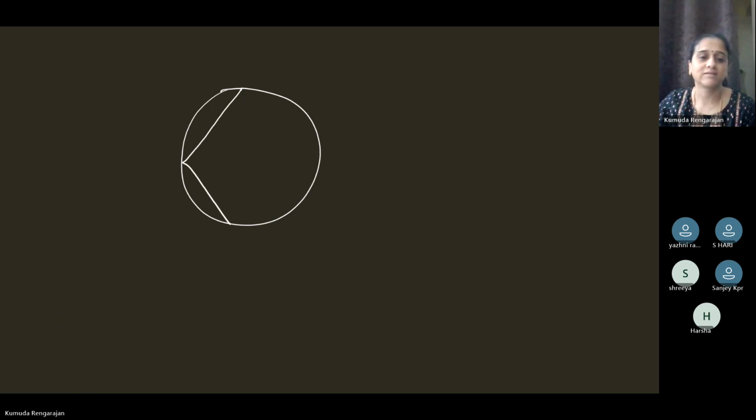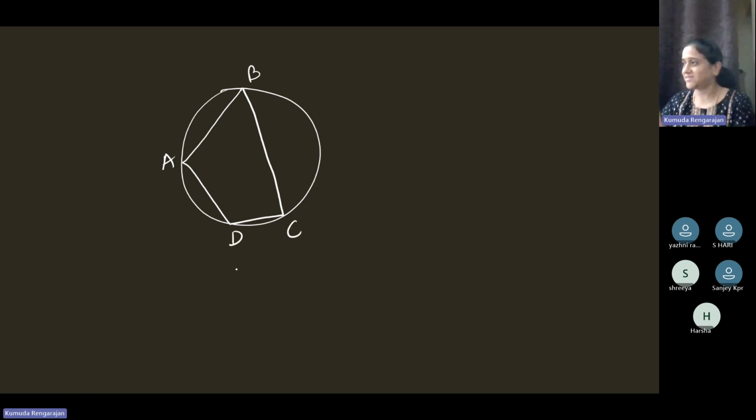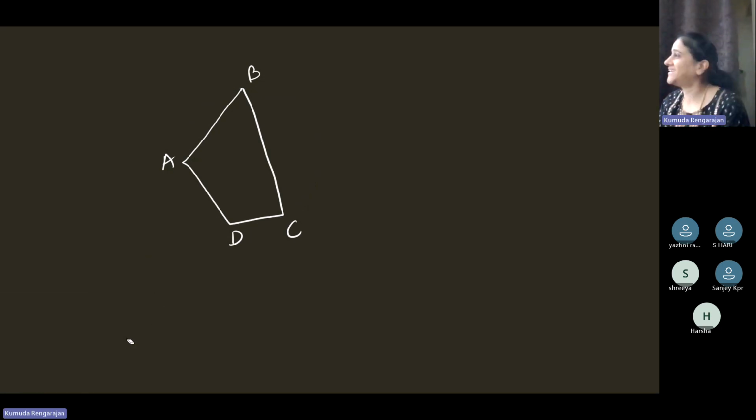Okay, let me make it now. Is this a cyclic quadrilateral? Yes, this is a cyclic quadrilateral, right? It's a cyclic. You can draw a circle passing through A, B, C, D, right?